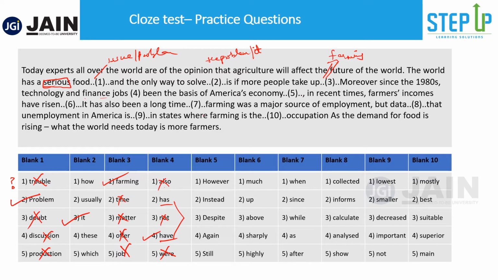Dash in recent times, farmer income have risen. So he was earlier saying technology, finance jobs were the basis of America's economy. But he's saying now farmers' incomes have risen. So there should be a switch here which indicates a shift in meaning, right? So the fifth option should be however, instead in recent times. Okay, yeah, it doesn't make sense. Despite in recent times. Okay, no, again in recent times. So this is in line with that. We should be looking for something that is antithesis to this. So however is the best option. However, in recent times, farmers' incomes have risen.